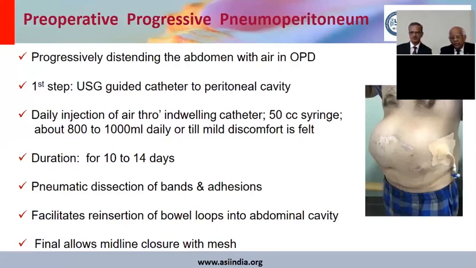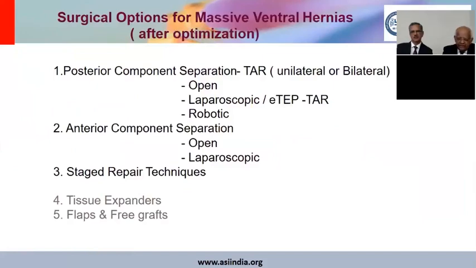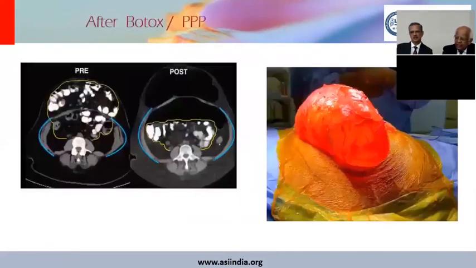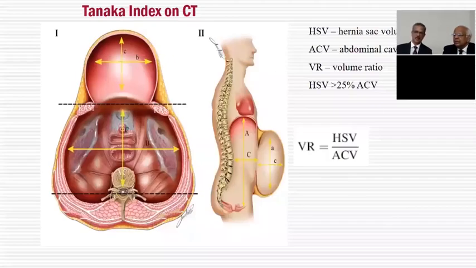Thank you. One of the new things that I heard from you is this Tanaka index on CT evaluation of the abdominal wall. Could you just highlight the way they calculate the hernia sac volume versus the abdominal cavity volume? Right. This is done by the CT scan. Tanaka has described that by doing the CT scan you can calculate the abdominal cavity volume and also the hernia sac volume. Then you take a ratio of this.